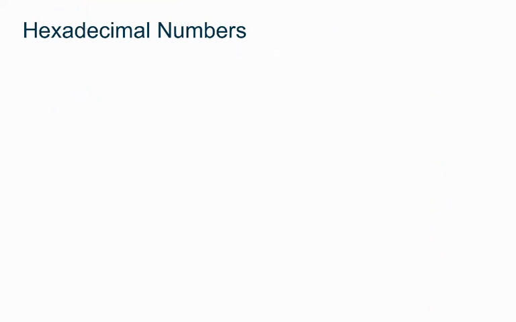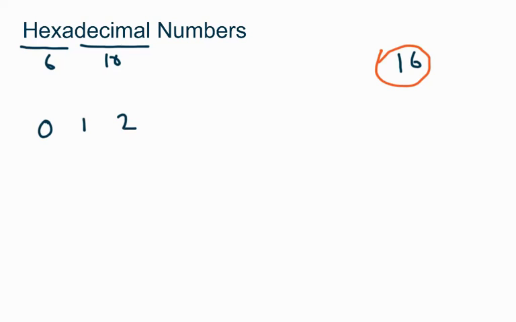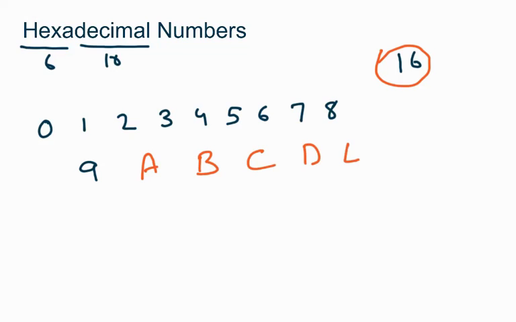Now the last one, and probably the most important number system that you will come across in computer science, is the hexadecimal number system. Hexa means 6 and decimal means 10, so you can probably guess that it has a base of 16, or 16 possible symbols in its alphabet, which will be like this: 0, 1, 2, 3, 4, 5, 6, 7, 8, 9, followed by A, B, C, D, E and F.